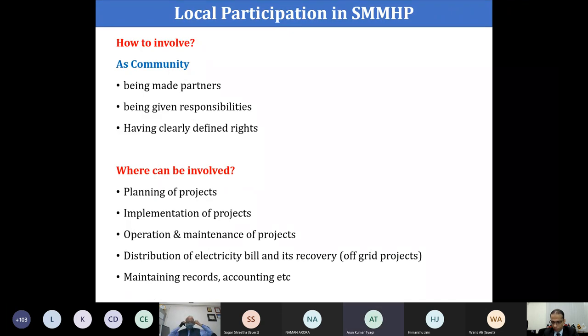Now, why is local participation a must in small, mini and micro hydro projects? We have to involve the community. Now the question arises of how to involve them. First of all, the local community should be made a partner, given responsibility like construction, operation and maintenance of small and micro hydro projects, having clearly defined rights like ownership. If you give ownership to the local villagers, they own the plant, so they feel that this project is ours, and they can operate and maintain it easily in future.